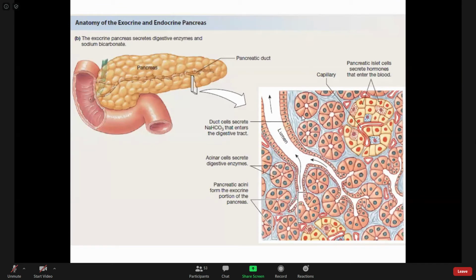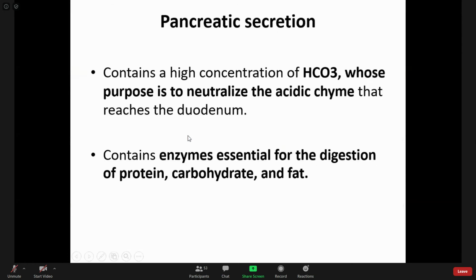The exocrine secretion of the pancreas is secreted from the pancreatic acinar cells and pancreatic ductal cells. Pancreatic acinar cells secrete the enzymes, whereas the pancreatic ductal cells secrete the bicarbonate. The acinar cells secrete carbohydrate-digesting enzymes, fat-digesting enzymes and proteolytic enzymes. Ductal cells release bicarbonate and water. Pancreatic secretion has a high concentration of bicarbonate, whose purpose is to neutralize the acidic chyme that reaches the duodenum. It also contains the essential enzymes for the digestion of protein, carbohydrate and fat.